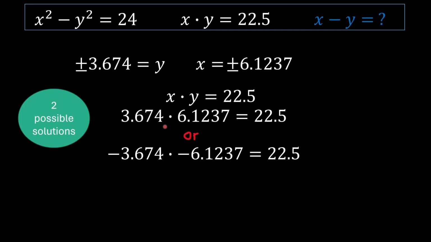As you can see, we could only take a positive x and a positive y variable to make it equal to 22.5. 22.5 is this equation right here. Or we can get two negatives. So we can have a negative 3.674 multiplied by a negative 6.1237. Both will yield an answer of 22.5. So in this question, there's two possible solutions. And the resulting answers, x minus y, could be equal to negative or positive 2.4497. And that's basically the answer for this problem.